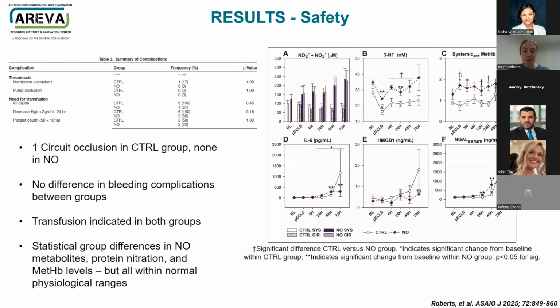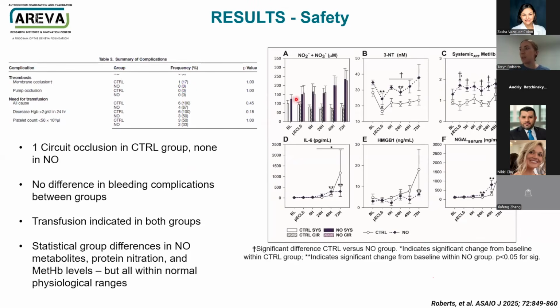I have a lot of results to show here. I just want to give an overview of the types of results that we're looking at rather than digging into each result in a lot of depth. I also encourage you, if you're interested in this, to look at the paper because there's a lot more in there and in the supplement. We did have one circuit occlude over 72 hours, and that was in the control group that was systemically heparinized, but no circuit occlusion in the nitric oxide group that didn't receive heparin. No difference in bleeding complications between the groups. We don't give a blood transfusion to these animals, and so we do indicate whether a transfusion would have been indicated. And there was no difference between our heparinized group and our sweep gas nitric oxide group.